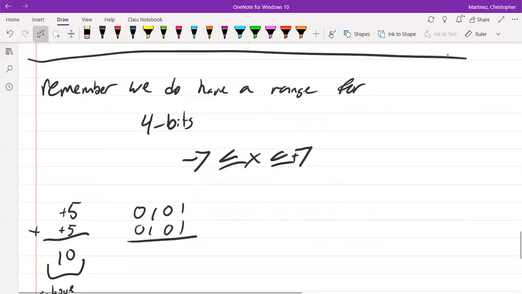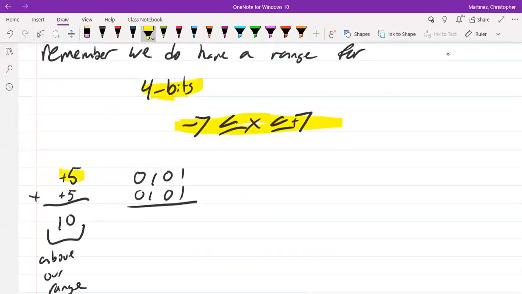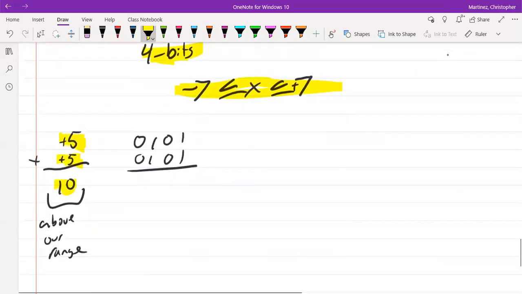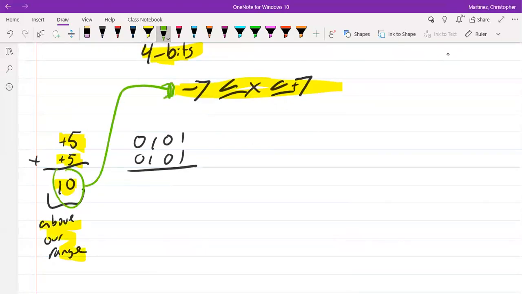And let's say we wanted to do 4 bits. With 4 bits, that's going to give me a range of -7 to 7. Those are the only numbers that I am able to represent. But let's say I wanted to do 5 plus 5. Well, we know the answer is going to be 10, and that answer is above our range because we see that 10 is not in our range.